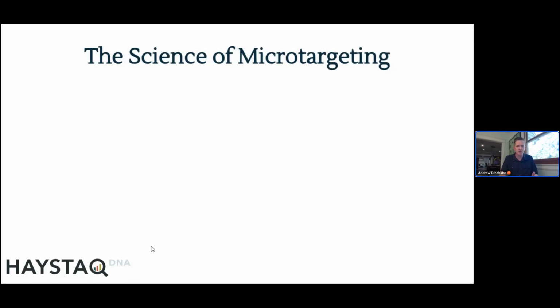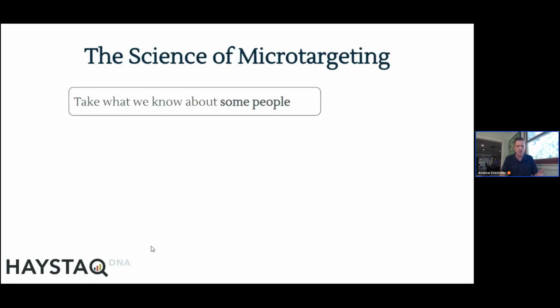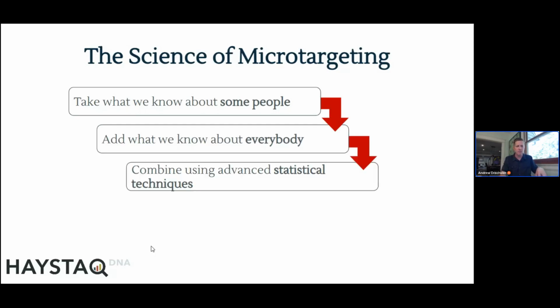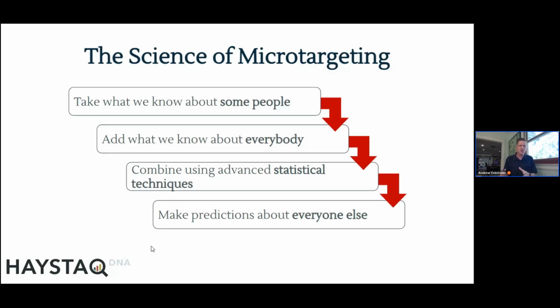So the science of microtargeting comes down to taking what we know about some people, adding in what we know about everybody, combining statistical techniques and creating statistical models, blending those models. And then at the end, you're making predictions about everybody else. You're giving a score 0 to 100 on these individuals to say, here's somebody who's most supportive versus somebody who's least supportive on an issue, a candidate, an action. Just taking these 4 things, let's drill into it a little bit more.